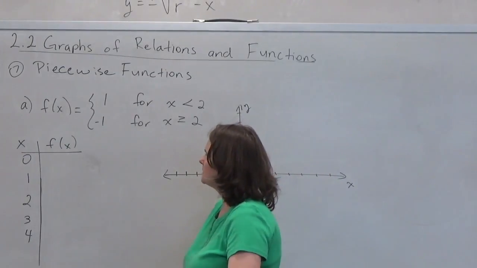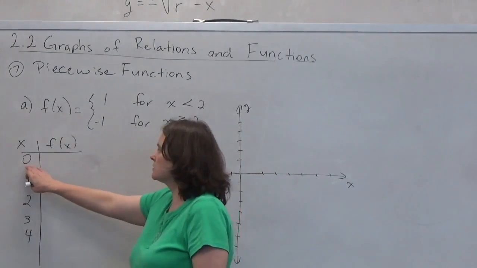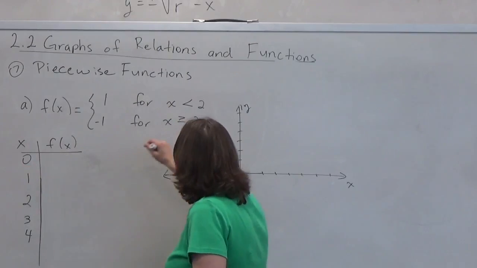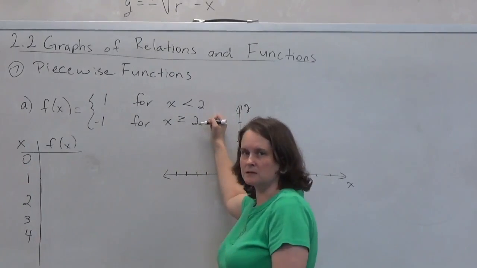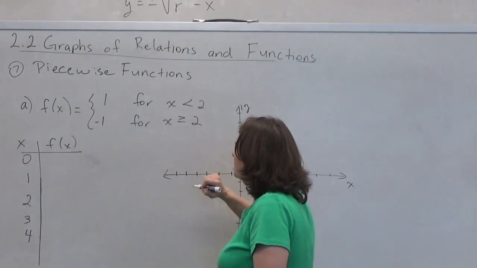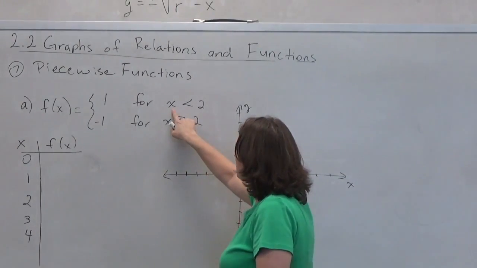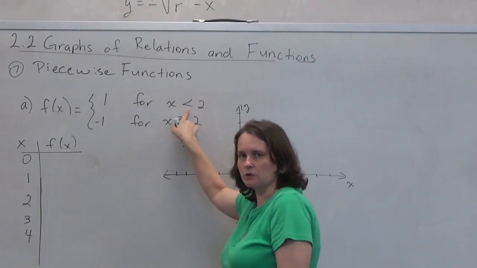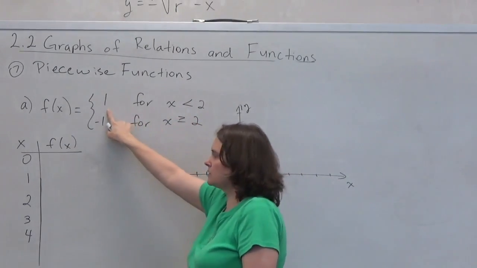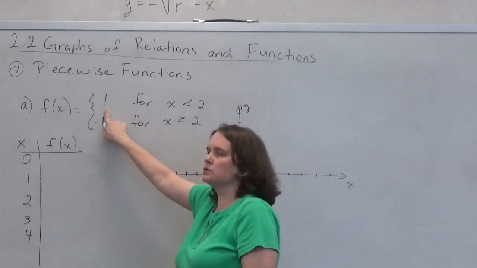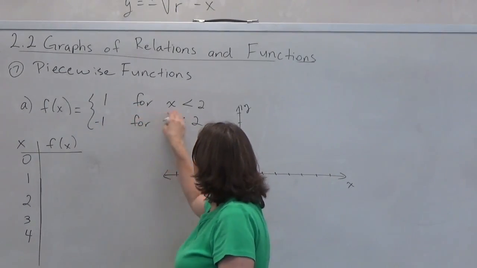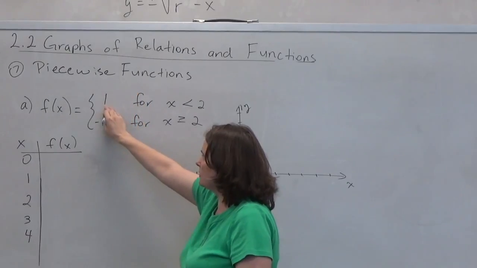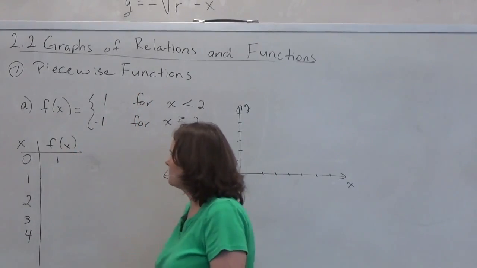So this tells me that starting with x equal to 0, I have to decide if I'm going to be looking in the top piece or the bottom piece of my function. Well, x equals 0, if I put it here, 0 is less than 2, that's true. So that means I'm going to use this definition. I'm going to use 1. So if x is less than 2, my function value will be 1. So I can put a 1 right here.